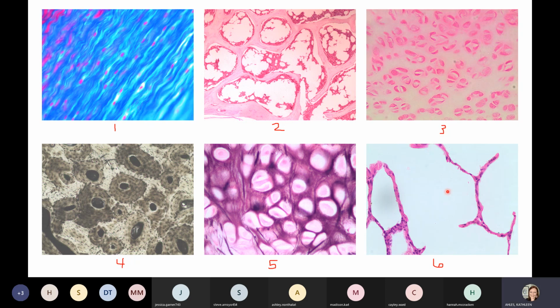My last kind of tissue over here is not a type of bone or cartilage, but I included it because I thought it kind of looked like my spongy bone over here. Do we recognize what kind of tissue we're seeing over here in number 6? Any ideas what number 6 is?